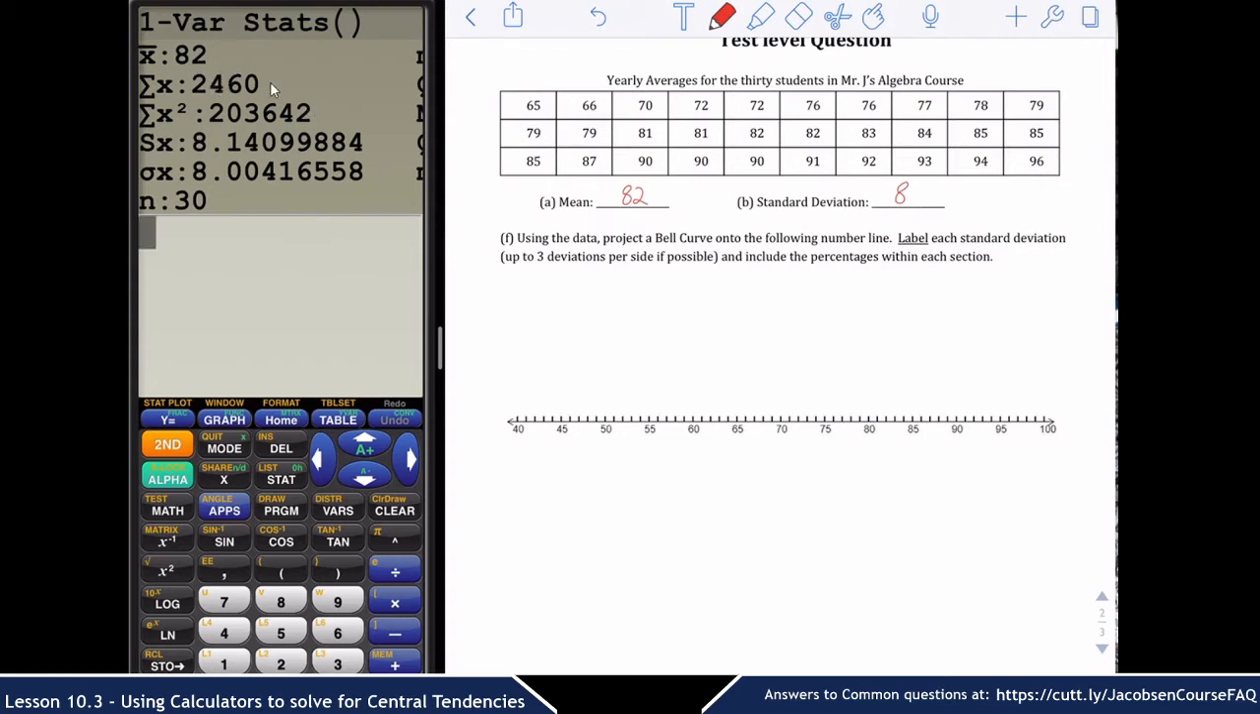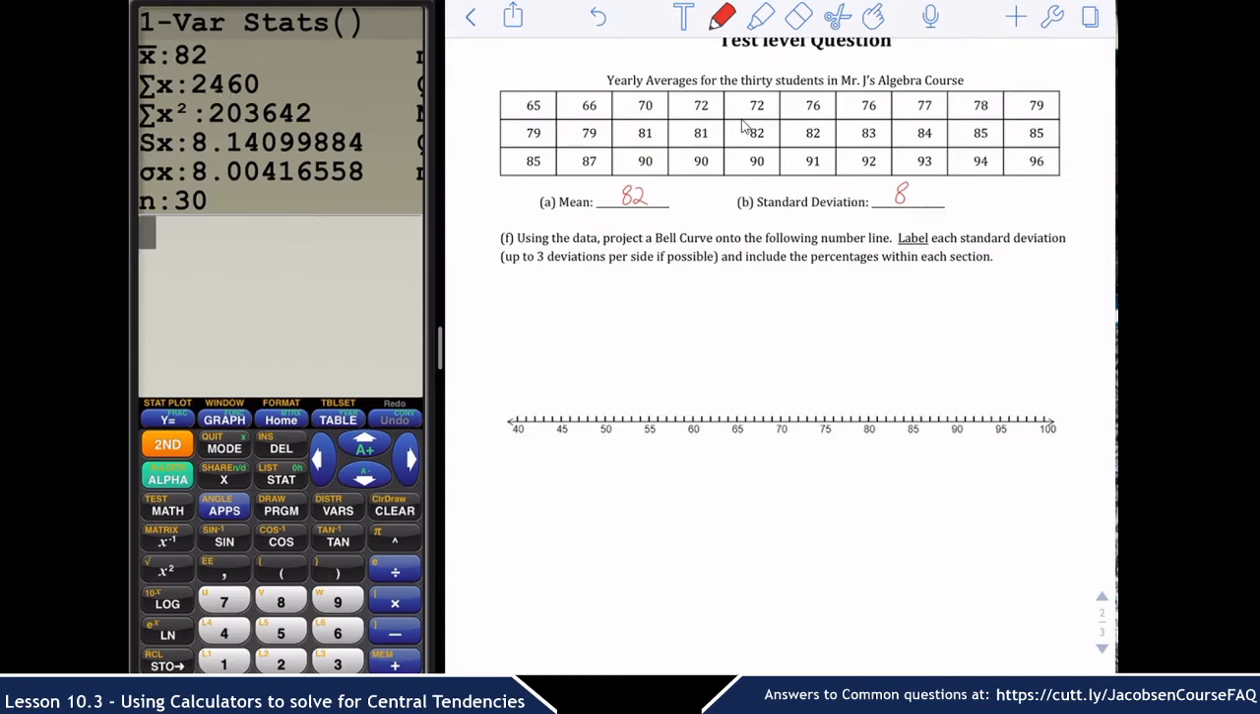None of the other pieces of information are important to us, and it is good to know to confirm that we did enter in 30 data points. But the other 3 terms, the sigma of x, the sigma of x squared, and the s of x, these 3 we do not want to use at all.